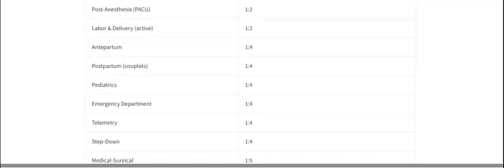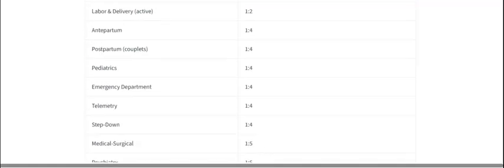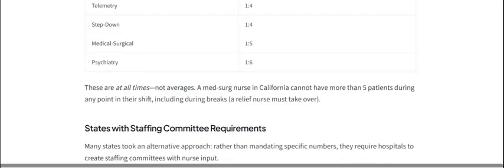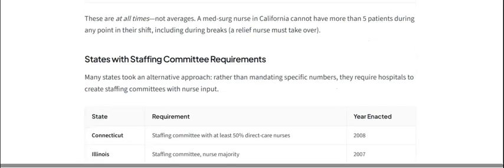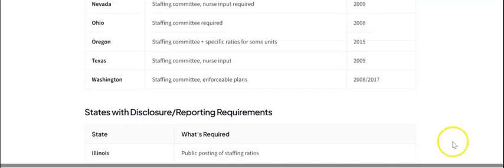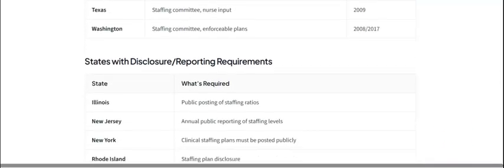I will admit. So these are the mandatory staffing requirements, and again, these are at all times that there is this mandate. So you can read through, but continue going because then there's states with staffing committee requirements. You can look to see when they were enacted, and some states, such as Connecticut, require at least 50% of direct care nurses be part of these staffing committees. Other states do not. You can look at this information.